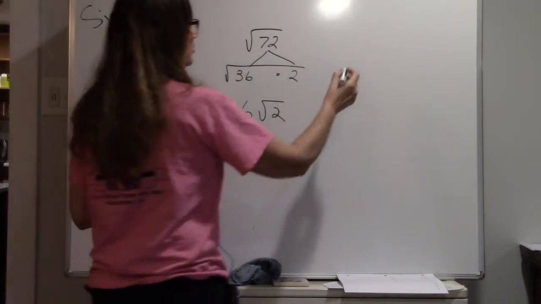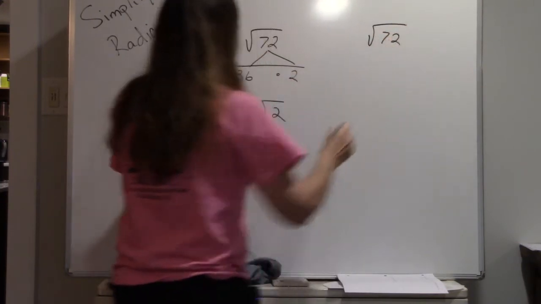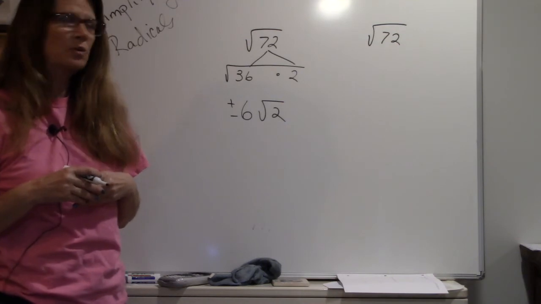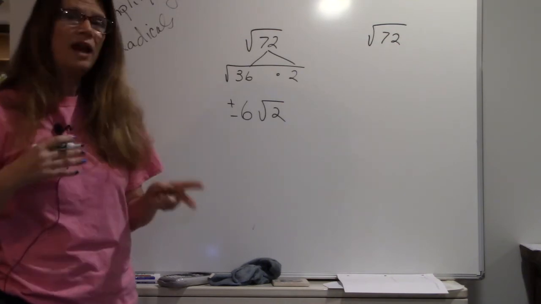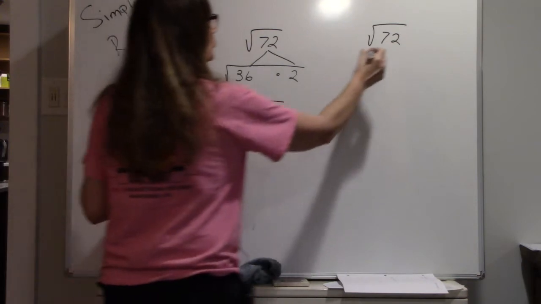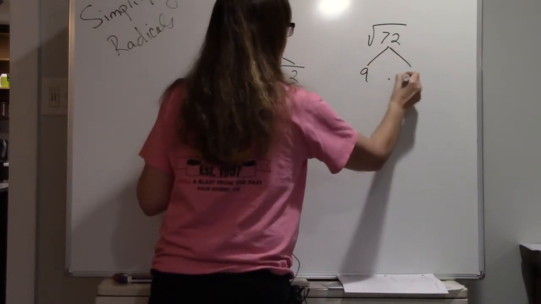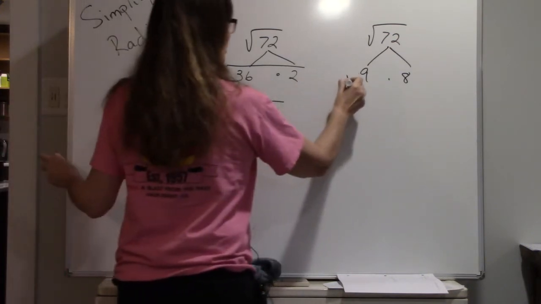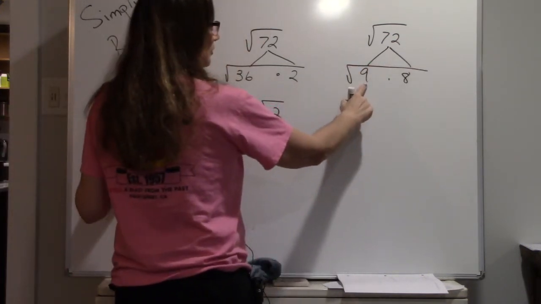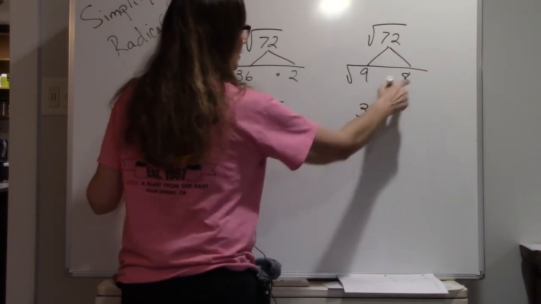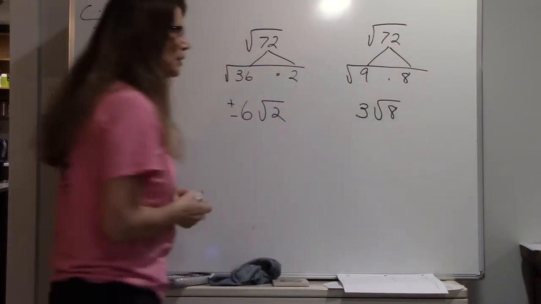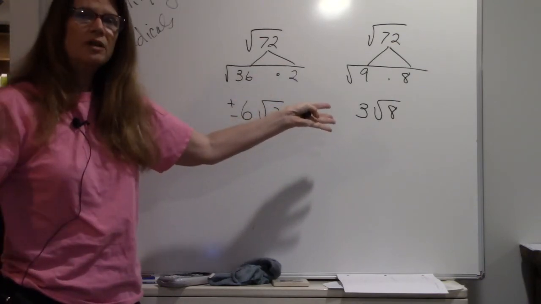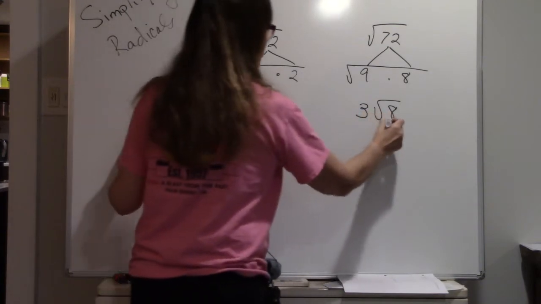Now, there's another way to do this. So let's say that you're walking through this problem and you don't see that 36 is your highest perfect square, but you do see 9 times 8. So you can break this down. I'm still following the rules. One of my numbers is a perfect square, so I'm still okay. The square root of 9 is 3. The square root of 8 stays underneath my radical. But when you look at 8, you go, oh, there's another perfect square in there. So you're going to break this down again.